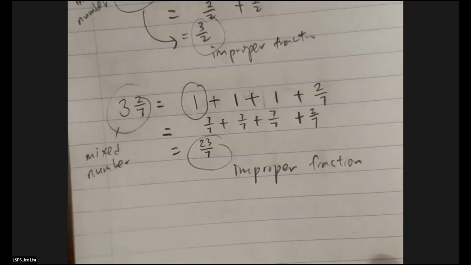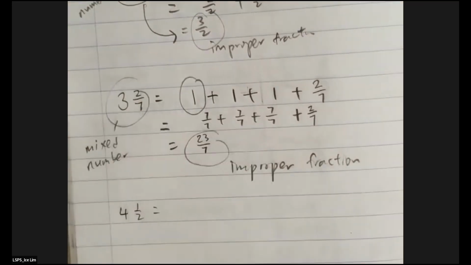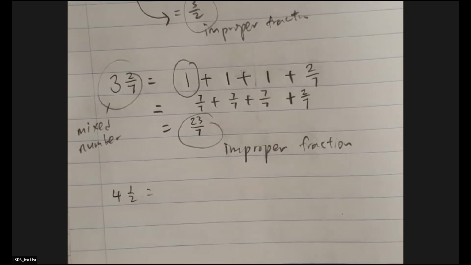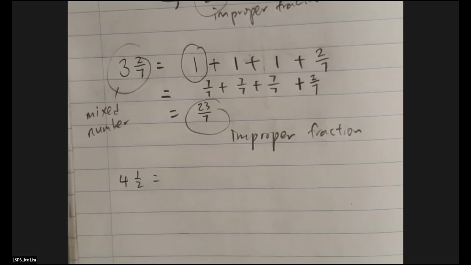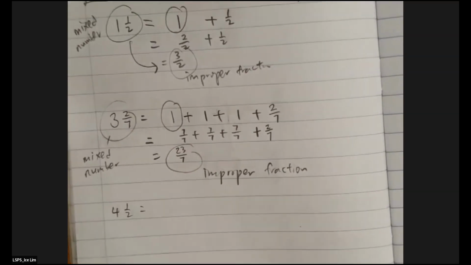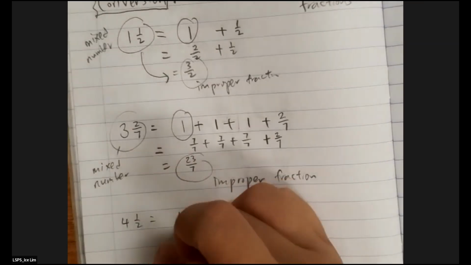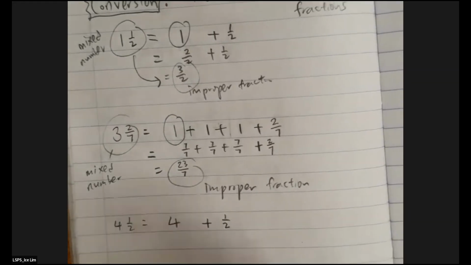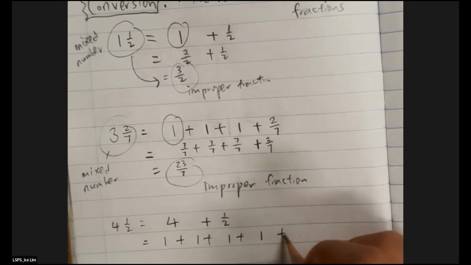Okay, you try the next one. The next example was 4 1/2. Pigeon, can you close the door, please? So I change the mixed number to an improper fraction now. The whole number is 4. The fraction is a half. I can change 4 to 1 plus 1 plus 1 plus 1 plus the half.